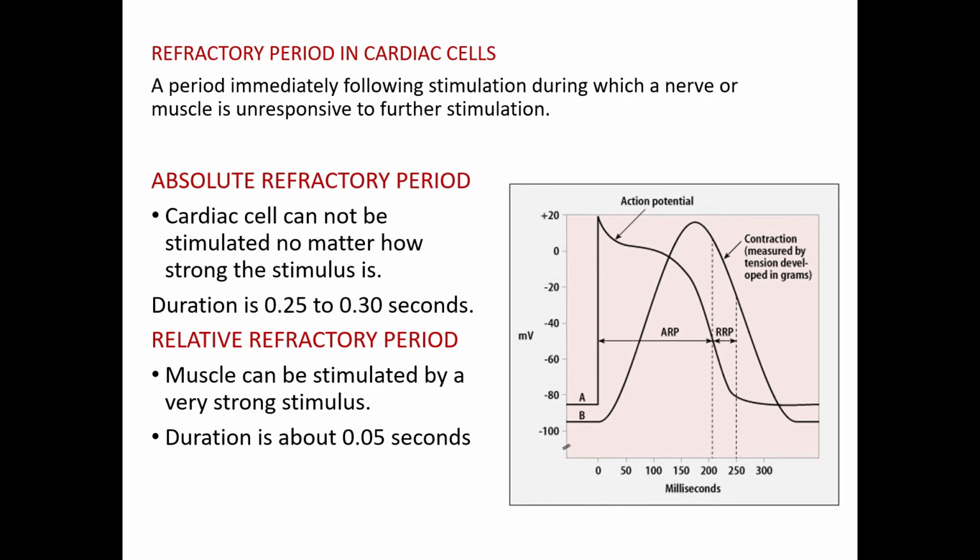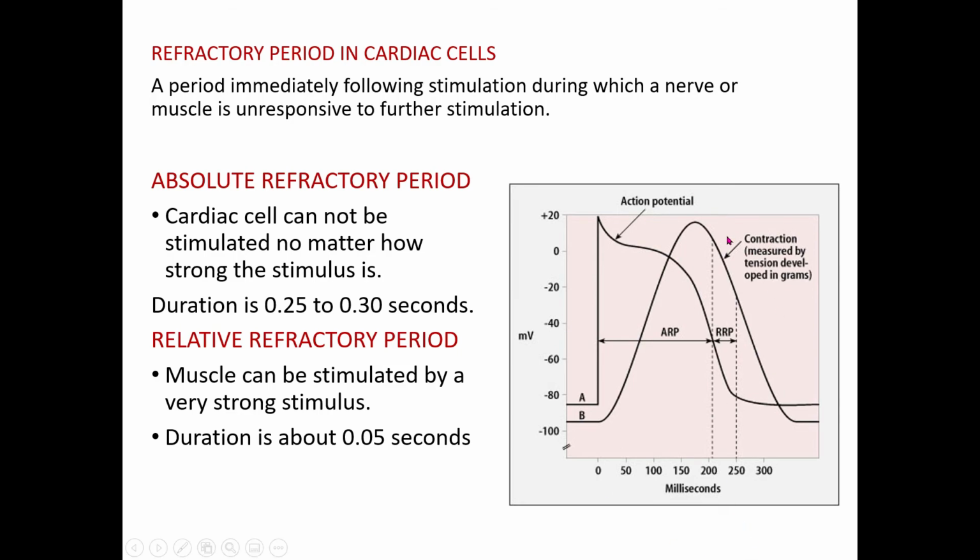There are two important terminologies whenever we study the cardiac muscle: absolute and relative refractory period. The refractory period in the cardiac muscle cells is a period immediately following the stimulation during which a nerve or muscle is unresponsive to further stimulation. Basically, when you stimulate the nerve or the muscle cell or any excitable cell, the action potential will be generated.